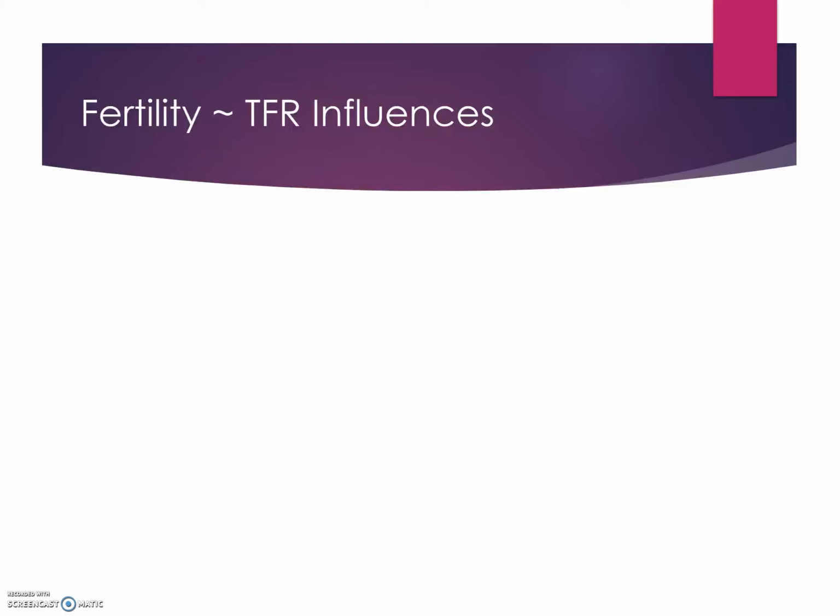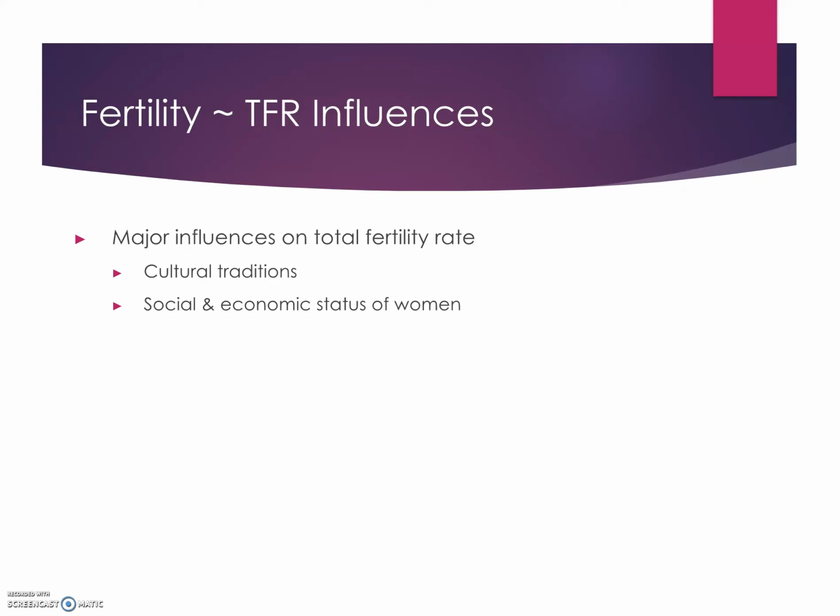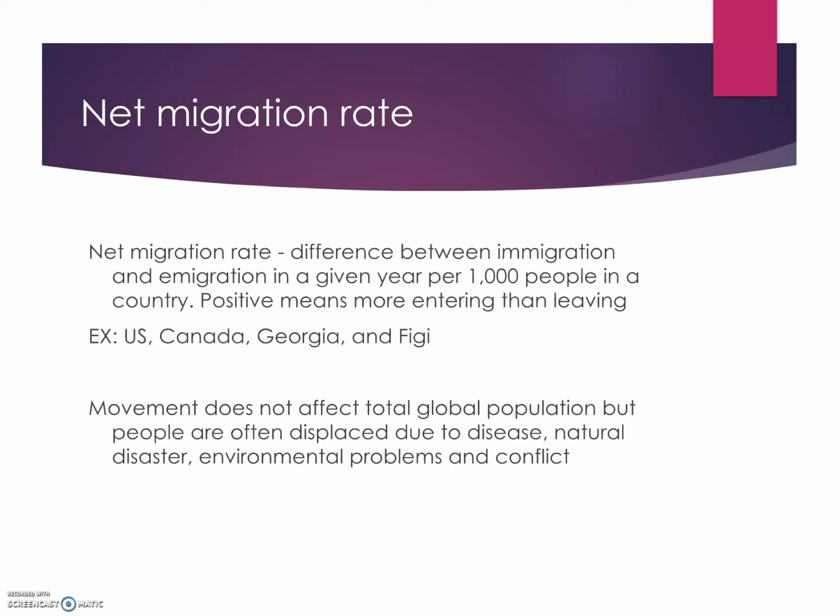So we're going to look at some fertility and some total fertility rate influences. The major influences on total fertility rate are cultural traditions, social and economic status of women, education of women, family planning, and government policies. And so we will look at all of these things as we move through the rest of this unit here. So let's start with migration, which isn't a part of total fertility, but let's get this idea of people moving out of the way.